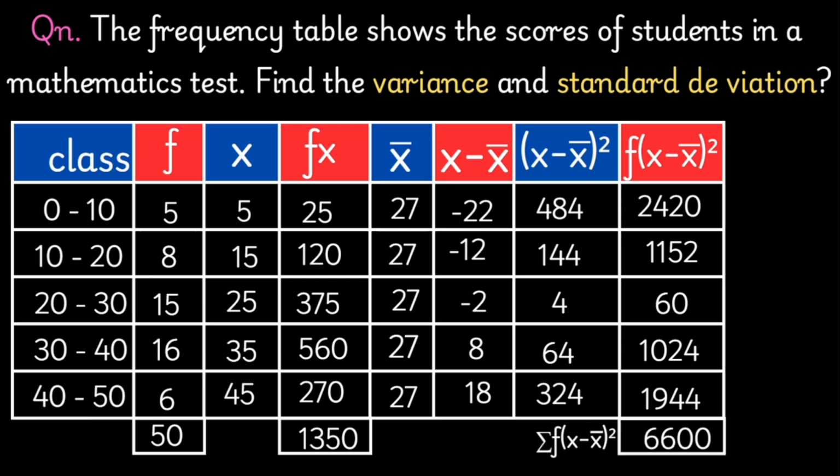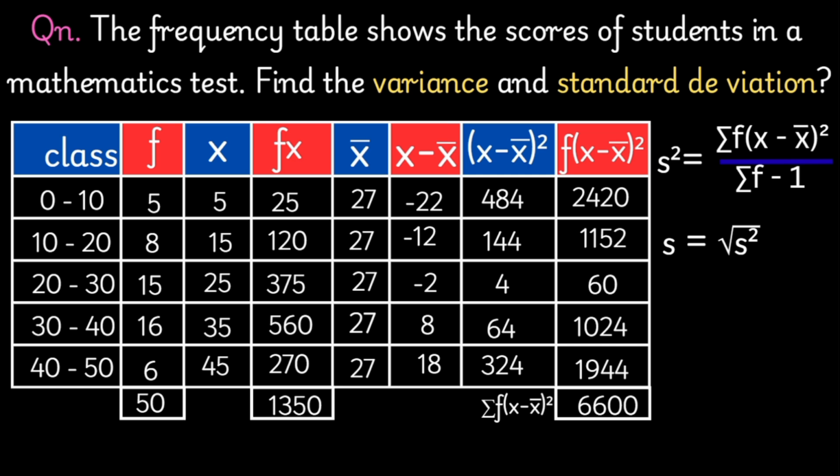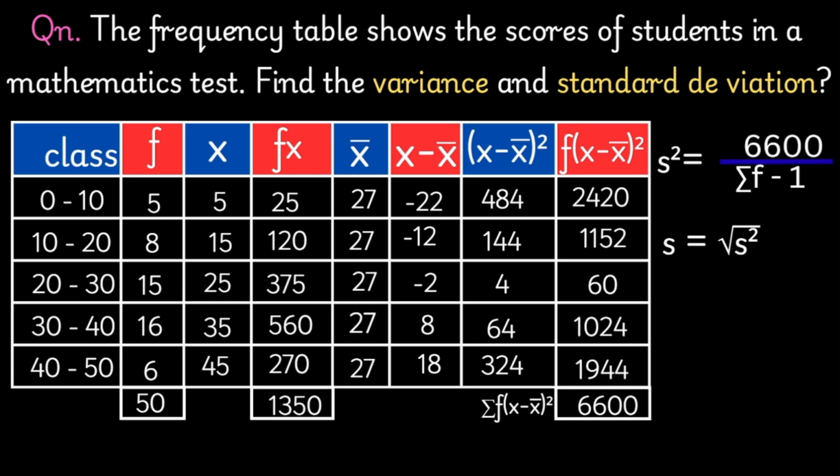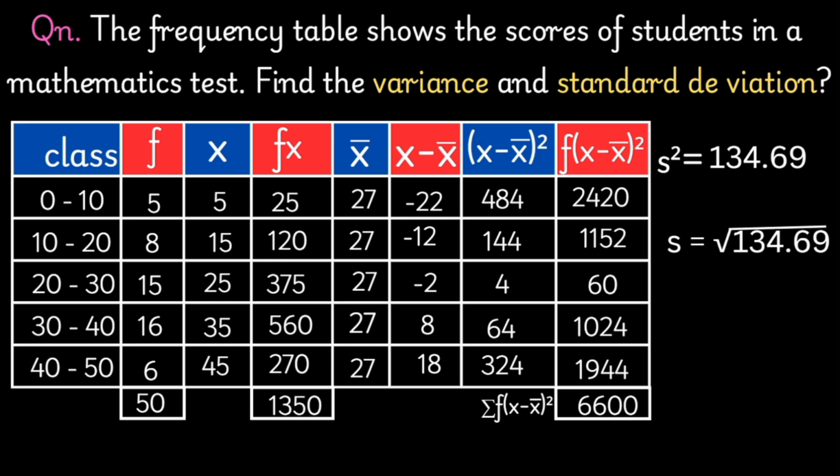Now having got this, we can go ahead and get the variance. For the summation of f(x minus x bar) squared, we have this value as 6600. Then the summation of f is actually 50, and 50 minus 1 is 49. 6600 divided by 49 is 134.69. Then for the standard deviation, which is the square root of the variance, it shall be the square root of 134.69, and that gives us 11.61 as the standard deviation of this data.